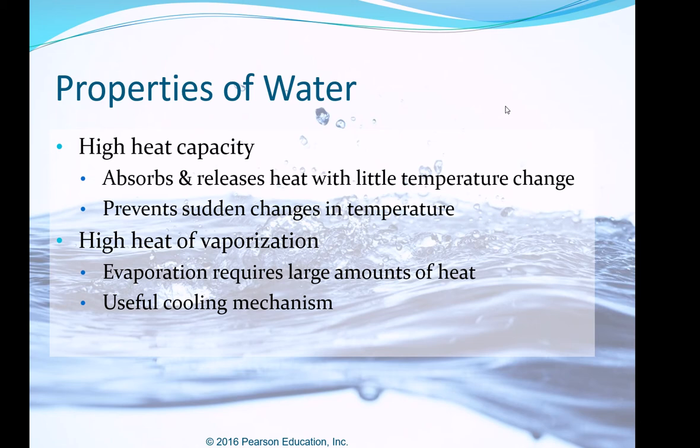It also has a very high heat of vaporization. It requires a ton of heat to evaporate. And so when we sweat and the sweat evaporates off our body, that requires a ton of heat. It uses the heat of our body to evaporate, and that's cooling us off as an evaporative cooling mechanism, as part of our negative feedback that maintains homeostasis for us.